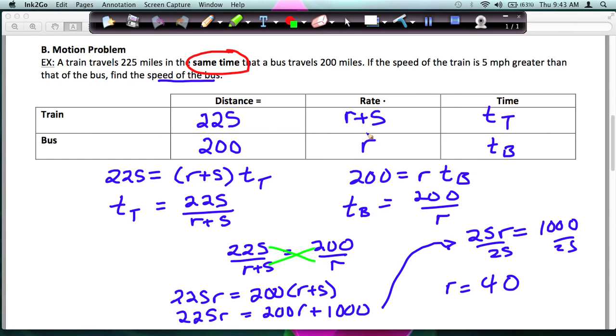And I was trying to find the speed of the bus, which is r, so this is my answer, and it's 40 miles per hour.